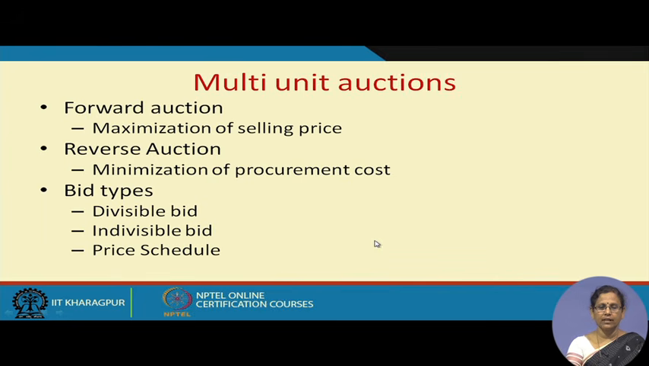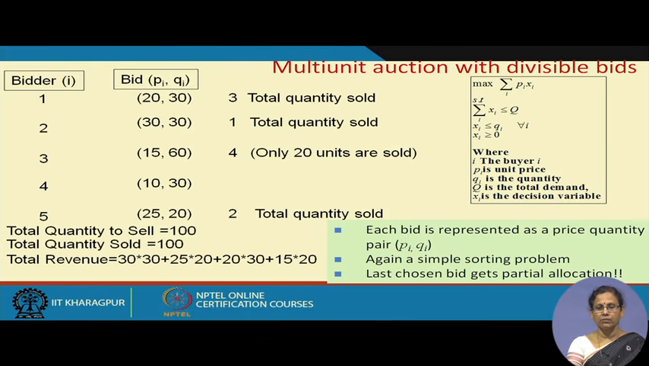So, first, let us start with a multi-unit auction. In case of a forward auction, it is maximization of the selling price. In case of a reverse auction, it is minimization of the procurement cost. Look at a situation in which a multi-unit auction is happening with divisible bids. By divisible bid we mean, now look, here you can even connect it with the earlier lecture on how to classify the auction.